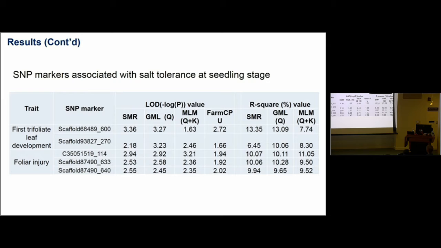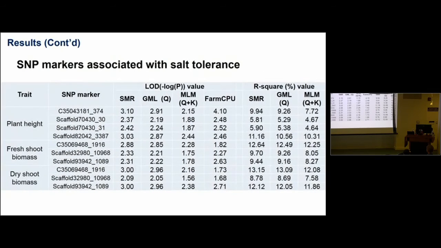In this study, we got a relatively low R-square, which could indicate that we might have QTLs affecting salt tolerance in cowpea. And here we have the results for the other traits. The LOD was also relatively low because we had a relatively small population, and that's also the case for the R-square value.